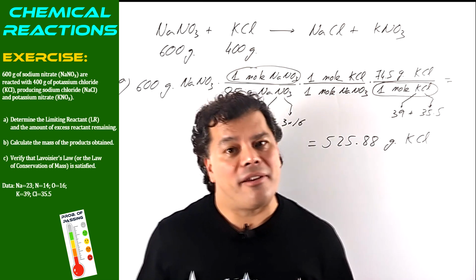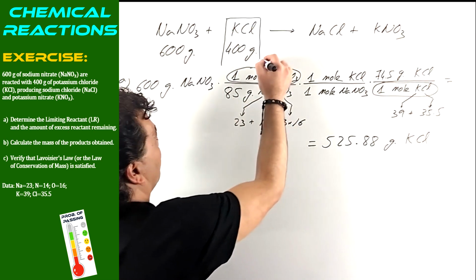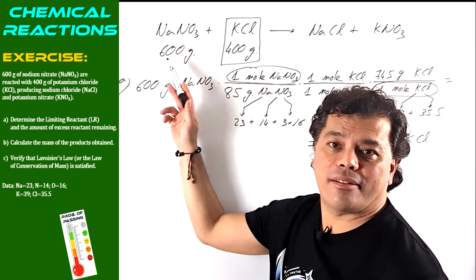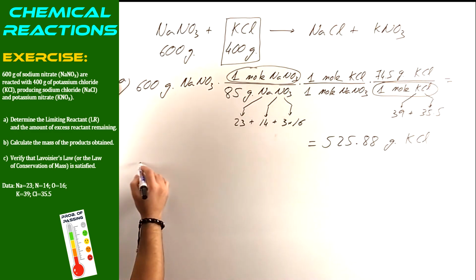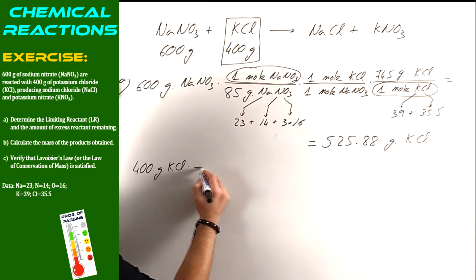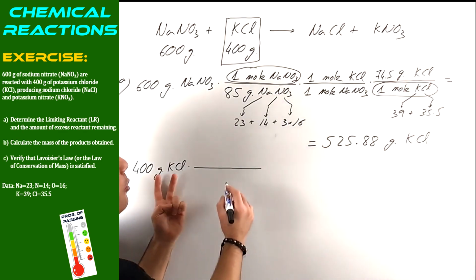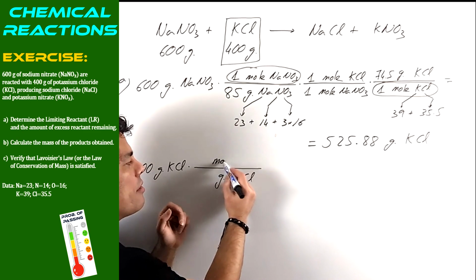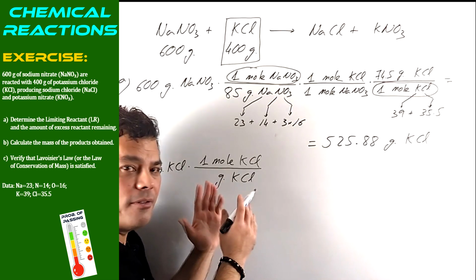And now that we have finally found the limiting reactant, which is this one, we are calculating the amount of the other substance that will react with our 400 grams, okay? So let's do 400 grams of potassium chloride. As always, the first conversion factor will help us to move from grams of potassium chloride into moles of potassium chloride. Only 1 mole will be enough to do this calculation.